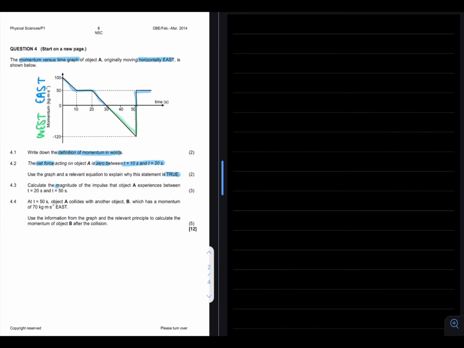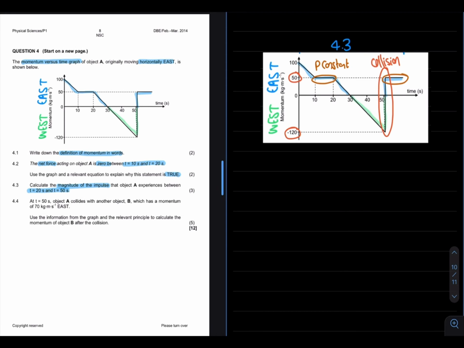4.3 says calculate the magnitude of the impulse that object A experiences between 20 and 50 seconds. Now between 20 and 50 seconds, we are looking at this part of the graph, where we have an initial momentum of 50 and a final momentum of negative 120.